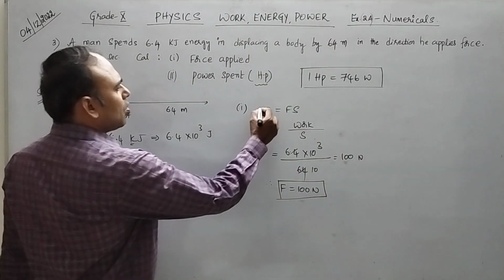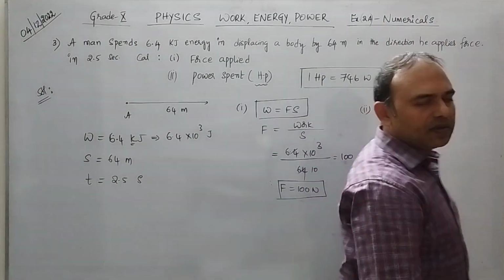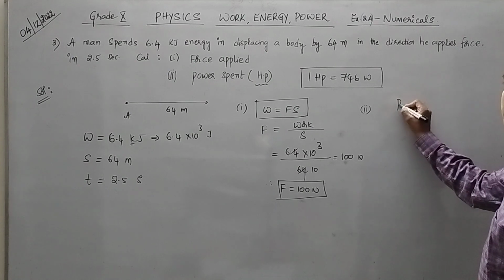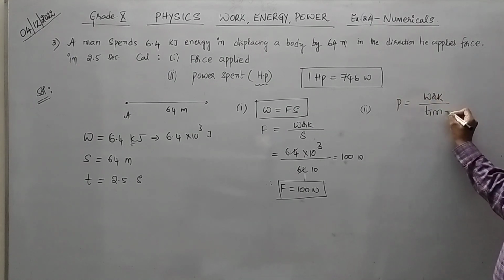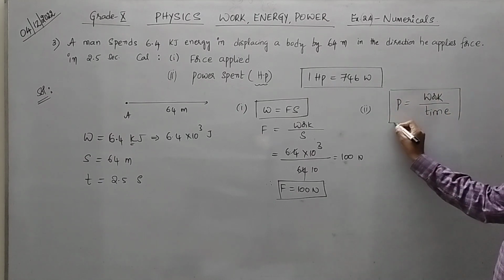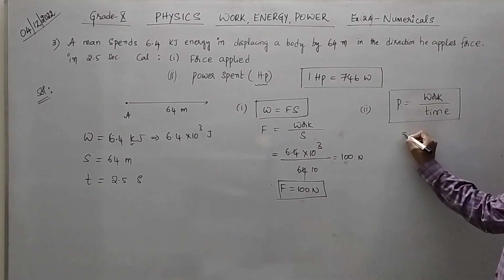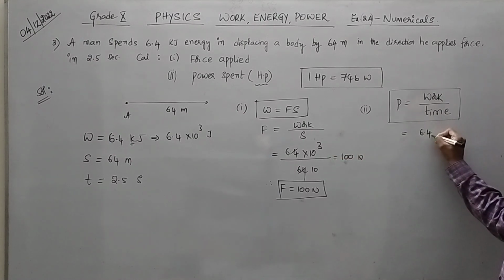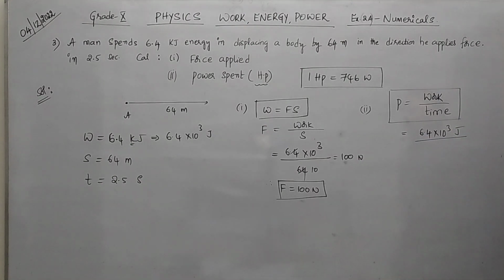Second one is, what is the power? You know the formula for power. Power is nothing but work by time, work done by time taken. First let us calculate in watt, then we will convert into horsepower. So what is the work done? 6.4 into 10 to the power of 3 joule divided by what is the time taken? 2.5 seconds.